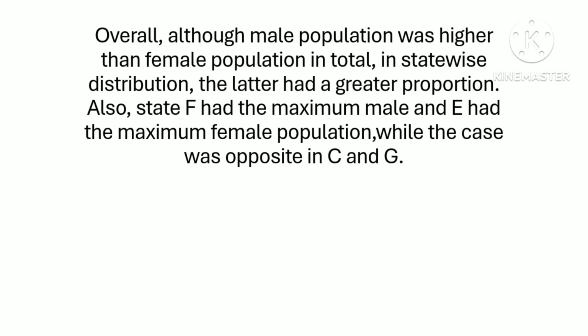Also, state F had the maximum male and E had the maximum female population, while the case was opposite in C and G. So, this is the main point of the graph, that in total there were more males, but state-wise, 4 states were dominated by females.